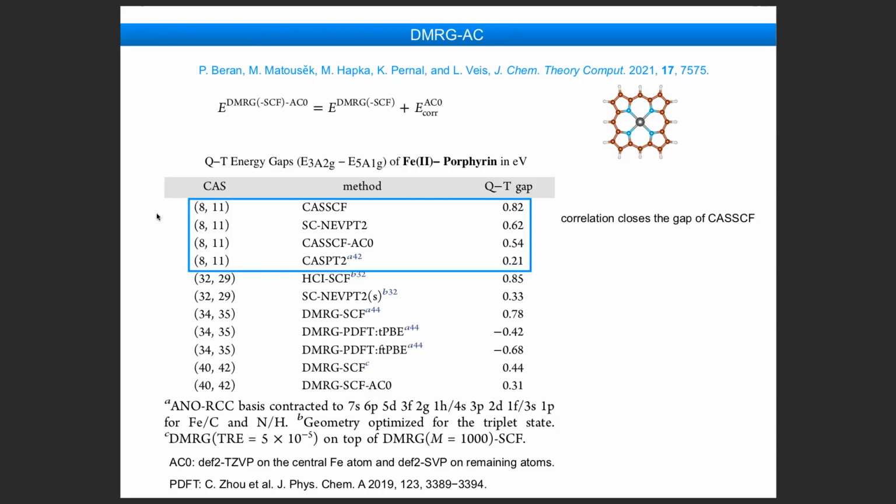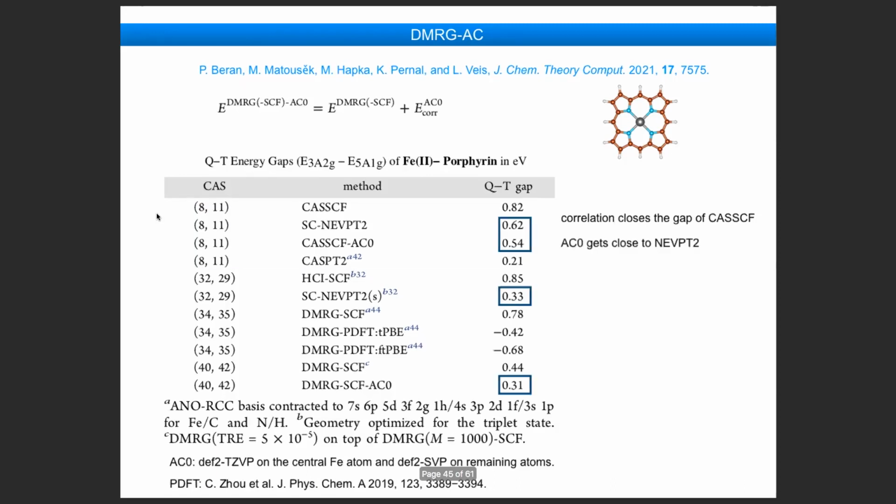But if we look at CASPT2 and CAS AC, so this is the adiabatic connection, our method, we see that all correlation methods, this is a quintet-triplet gap, close the gap, right? Without correlation, the gap is 0.8 with this small active space. You add correlation and you close the gap. So they all do the same. They are closing the gap, which is good.